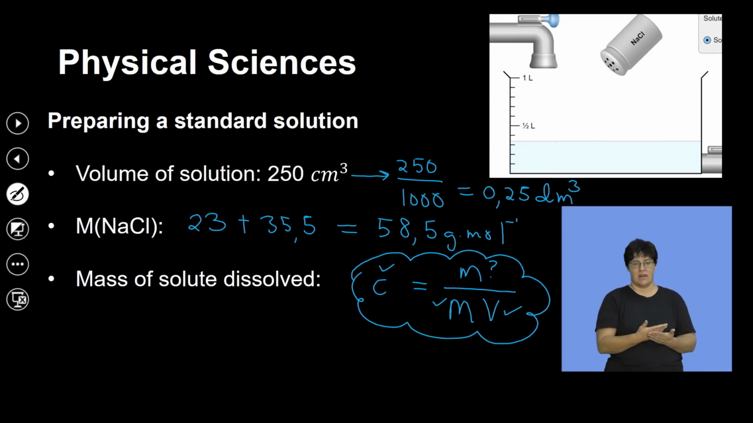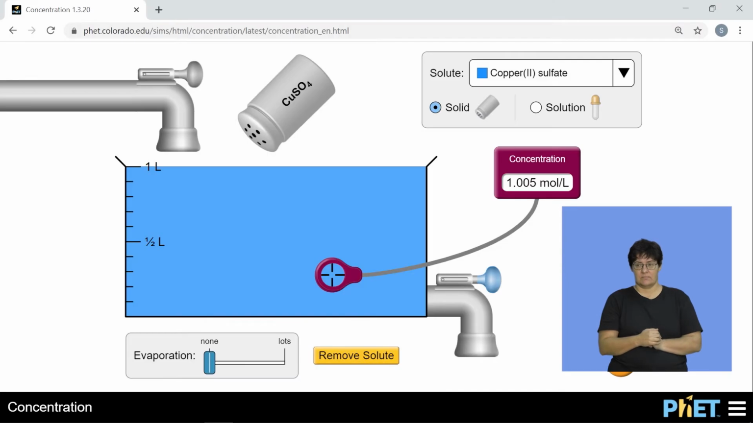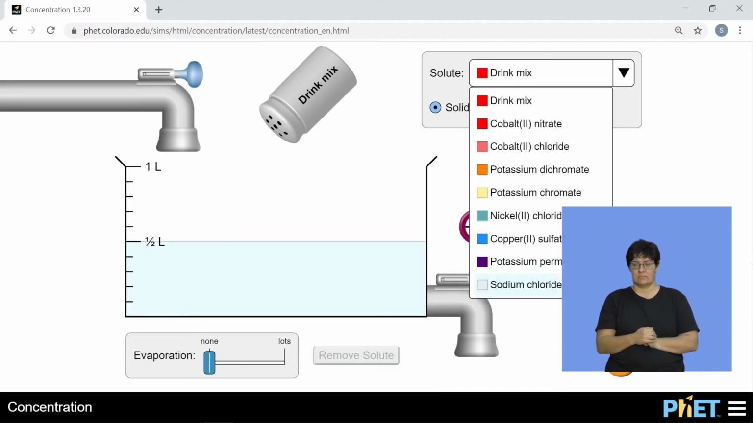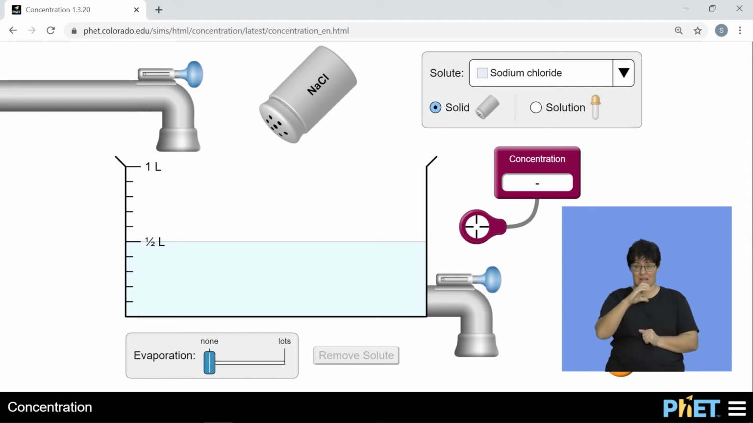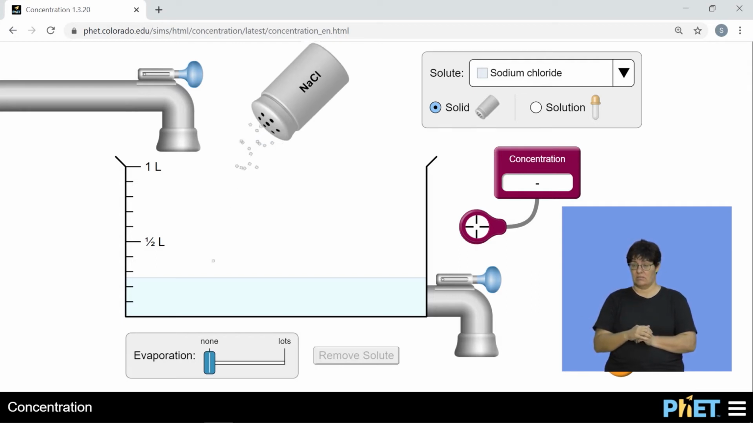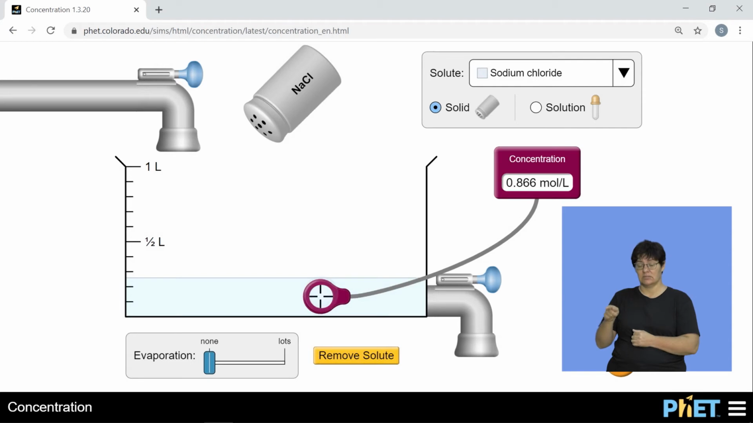We can do this by way of a simulation, just to show exactly what happens. If we go to our simulation, let's change that to sodium chloride, because that's our substance. The total volume of the solution must be a quarter, so 250 cubic centimeters, which is between 200 and 300. If we add the sodium chloride, it will dissolve in that. We want this solution to have a concentration of 0.1. Already, clearly, we've added a lot of the solute there.